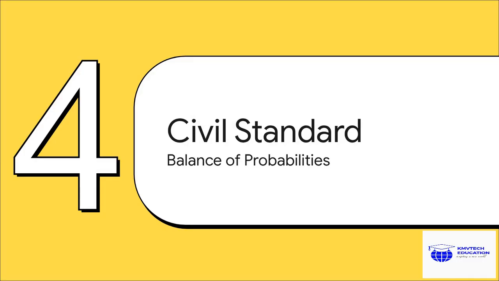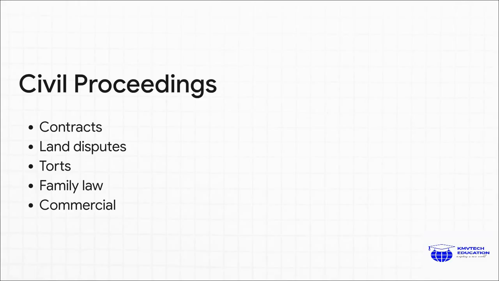Let's move to Section 4, the civil standard, or the balance of probabilities. Let's see how this builds a completely different framework for civil cases. The balance of probabilities applies in all civil proceedings. So when you're dealing with contract claims, like our trader example from earlier, or land disputes, tort actions, family law, and just general commercial matters, this is the standard you're going to use. It essentially means asking the court, is it more likely than not that the claimant's version of events is true?